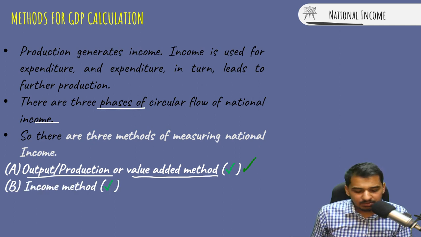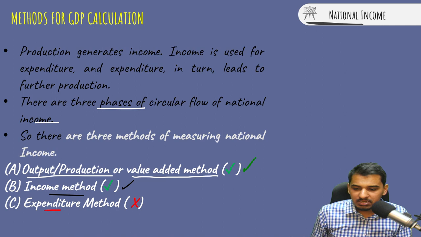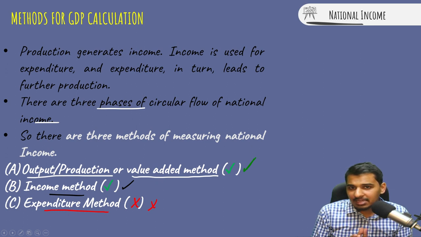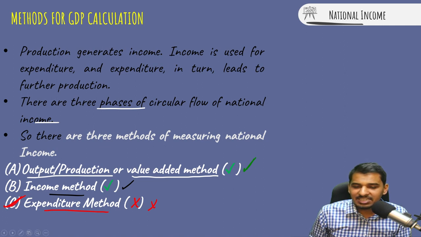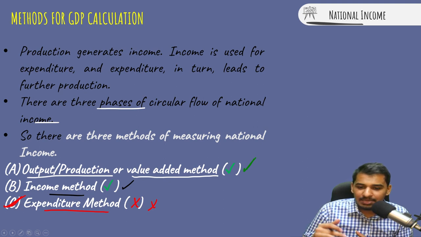Then the income method, again with a green tick, means this is used by Government of India to calculate our GDP. And for the expenditure method, this X means it is not used by Government of India to calculate GDP. So in exams, they may ask which of the following methods are used by government to calculate the GDP or not to calculate the GDP. If the question is 'not', then the answer would be C, that expenditure method is not used by Government of India to calculate the GDP. Please remember this.